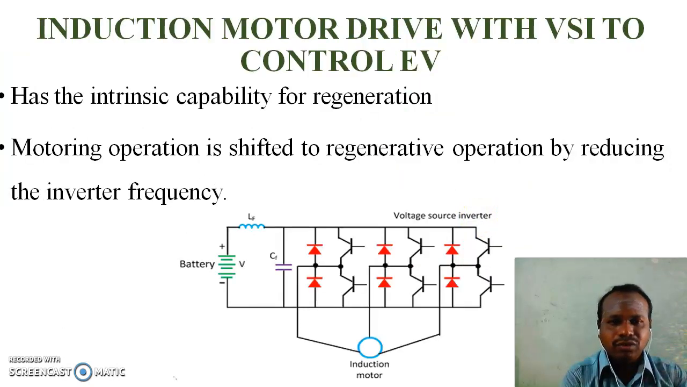Next one, induction motor drive with VSI, voltage source inverter, to control the electric vehicle. It has the intrinsic capability for regeneration, that is, the 3-phase VSI. Motoring operation is shifted to regenerative operation by reducing the inverter frequency. This is the power circuit diagram of the three-phase voltage source inverter. This first phase, second phase, and third phase are connected to the star connected rotor, and CF and LF are the filters.